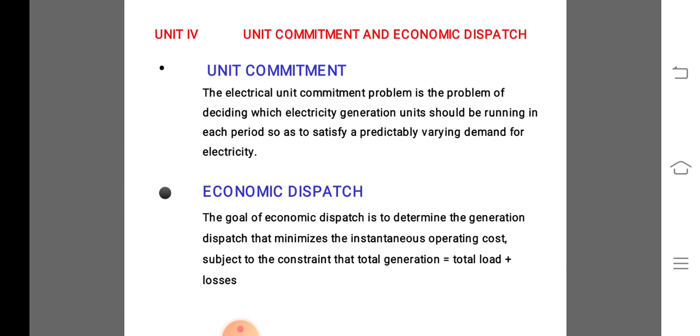Let's see the topic of unit commitment and economic dispatch. The electrical unit commitment problem is the problem of deciding which electrical generation units should be running in each period so as to satisfy the predictable, varying demand for electricity.